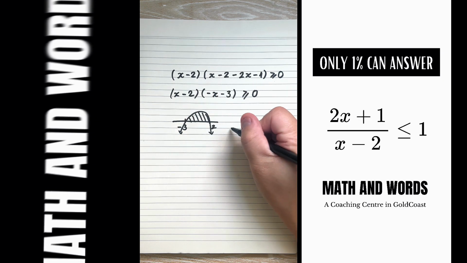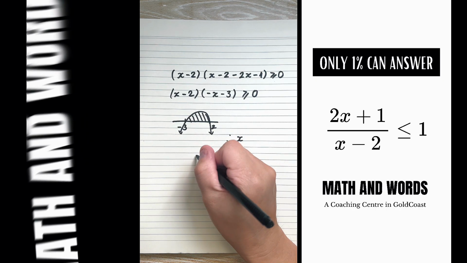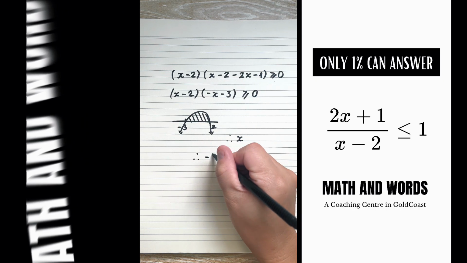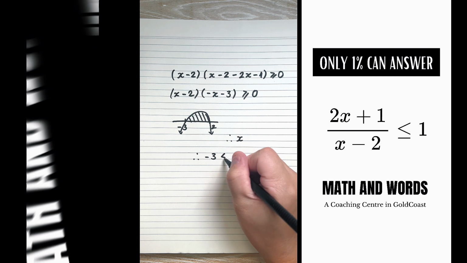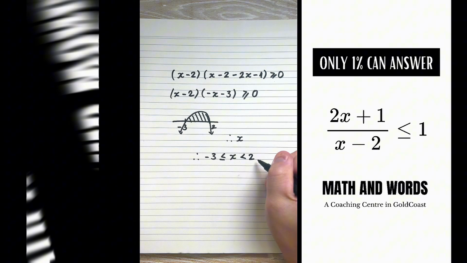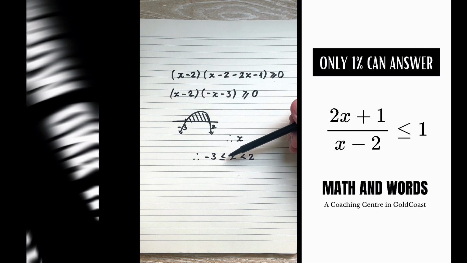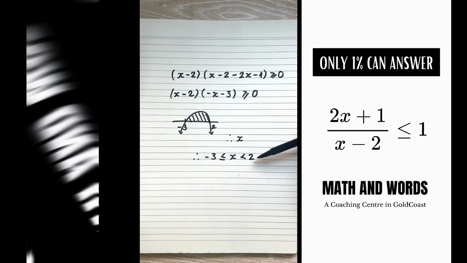And then we can make the conclusion that x is in between negative 3 and 2. Now you need to remember this: x has to be greater than or equal to negative 3, but x has to be less than 2.